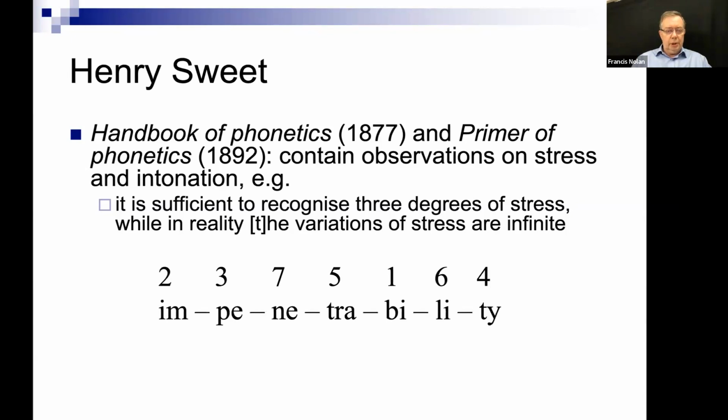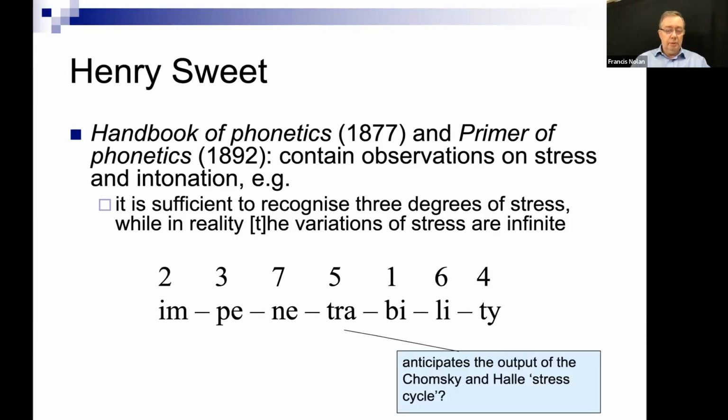So he gives examples like this: impenetrability, where the B or the bill is the primary stress, the most stressed element. And this notion of not all these levels being audibly distinct, but there being in effect an infinity of levels of prominence or stress. Actually, for those of you who know Chomsky and Halle's Sound Pattern of English from 1968, their stress cycle has a very similar result. So there are many, many levels of stress in an utterance.